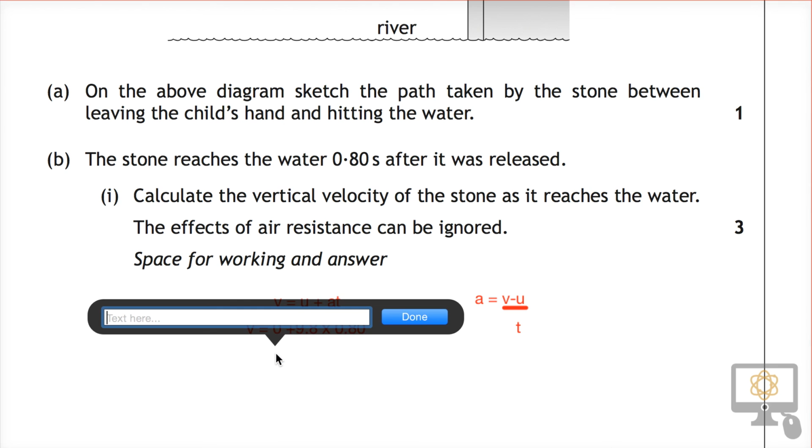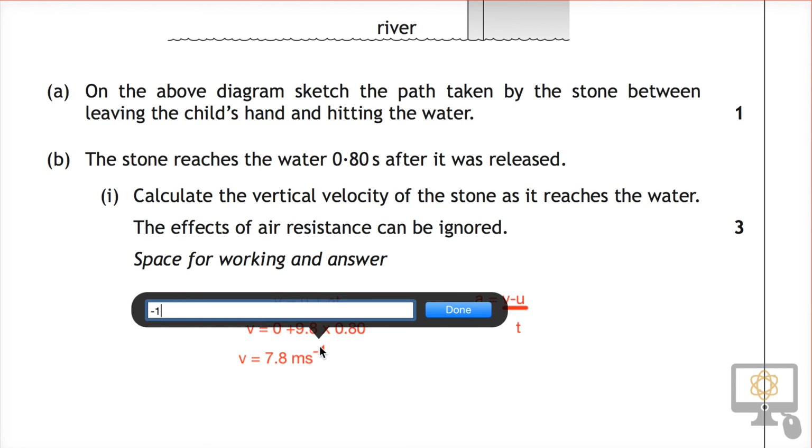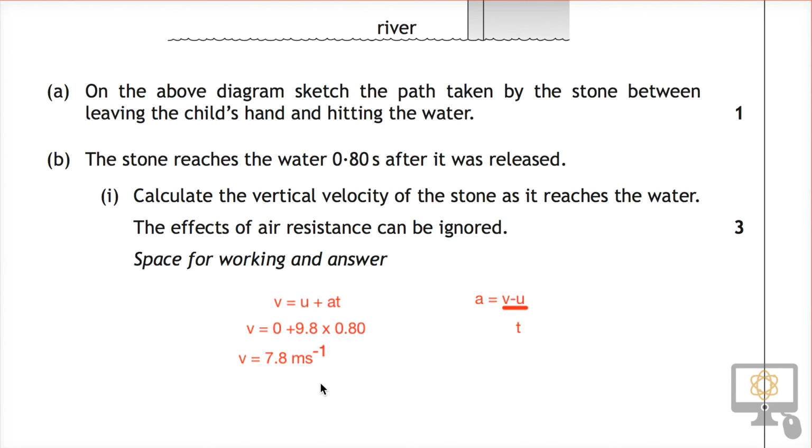And so when we do that, we get a speed of 7.8 meters per second, and the units are meters per second to the power of -1. I'll just put that in the right place because that's the units for speed. Notice that the significant figures I've chosen as 2 because we're given 2 significant figures for the time. And hopefully that clears that question up for you.